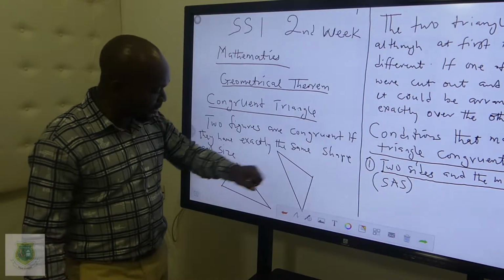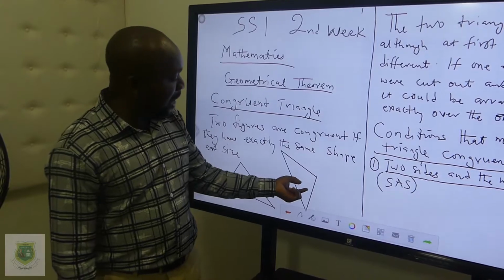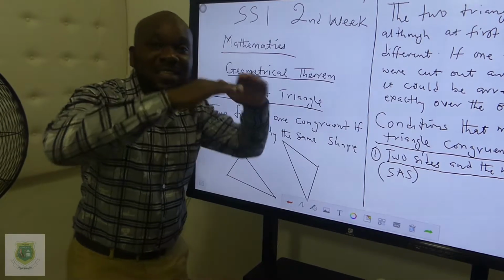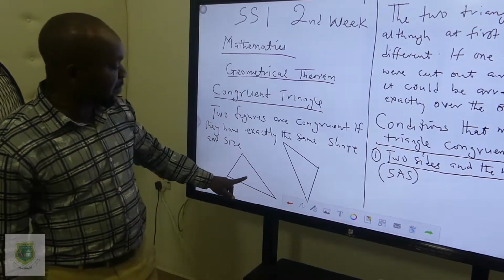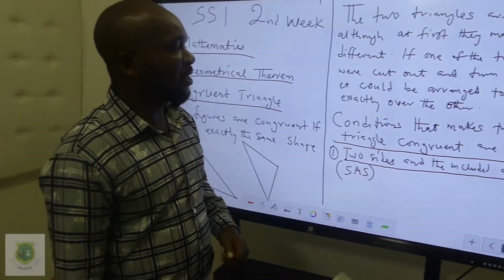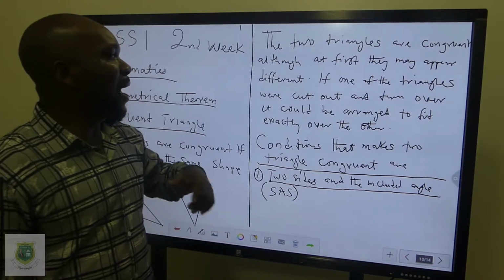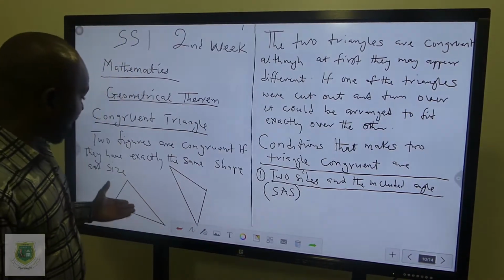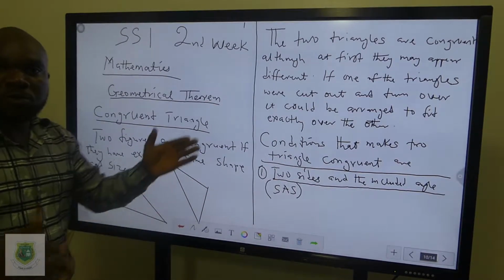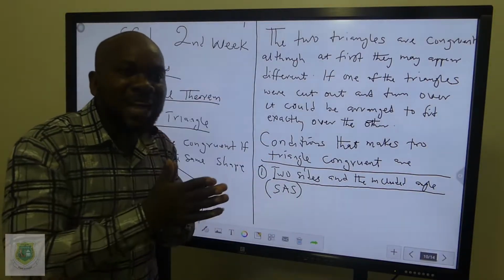Look at it. If you look at these two shapes now, they may look as if to say they are not the same. But if you bring this one and place it on top of this, and they are able to maintain exactly the same size and angles, which means that the two of them are what? Congruent triangle. Look at it here. The two triangles are congruent, although at first they may appear different. Like this one, the positioning is what? Different. But once you put two of them together, they will be able to give what? The same, they will have the same size and the same what?